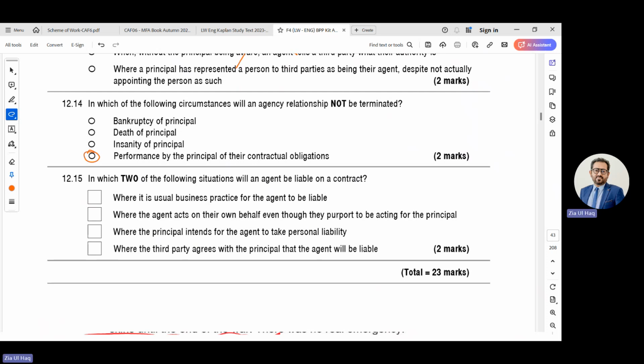And 12.15. In which two of the following situations will an agent be liable on a contract? Where it is a usual business practice for the agent to be liable, according to trading, usage, and custom. Where the agent acts on their own behalf, even though they purport to be acting for the principal, meaning signed the contract with his name. Where the principal intends for the agent to take personal liability? No. Where the third party agrees with the principal that the agent will be liable? No, they cannot agree with the principal, he will be liable.